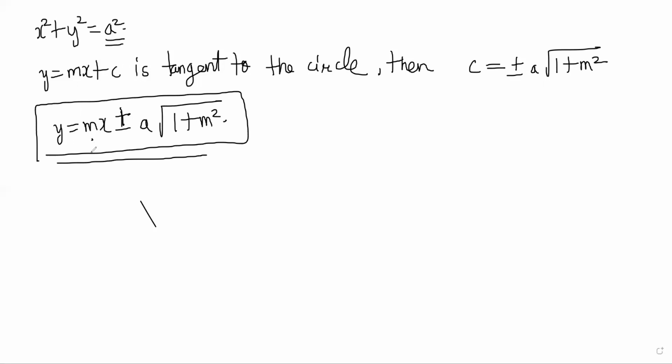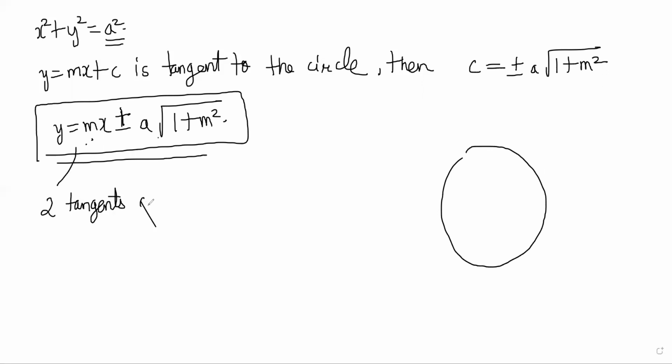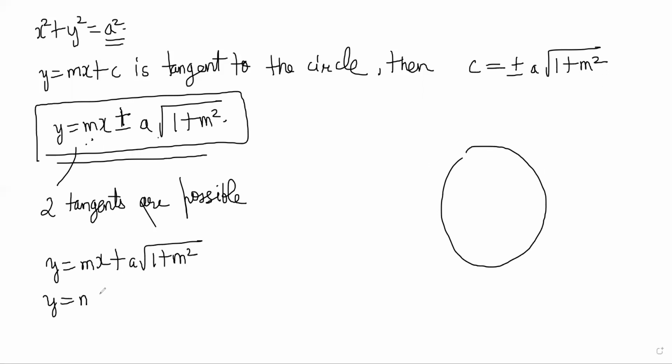There are only two unknowns here, m and a. One is the slope of the line and one is the radius of the circle, right? This also tells us two things. There are actually two tangents possible, because there are two equations here: y is equal to mx plus a root over 1 plus m square, and y is equal to mx minus a root over 1 plus m square, right? And notice that both of these lines are parallel because their slopes are equal, right?